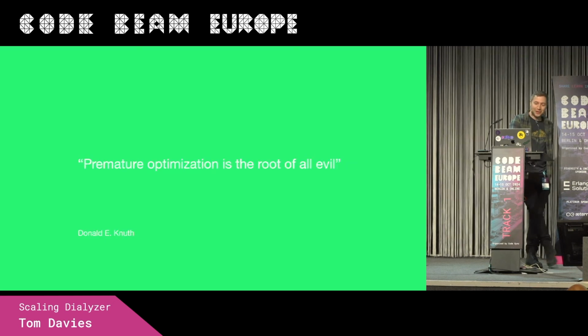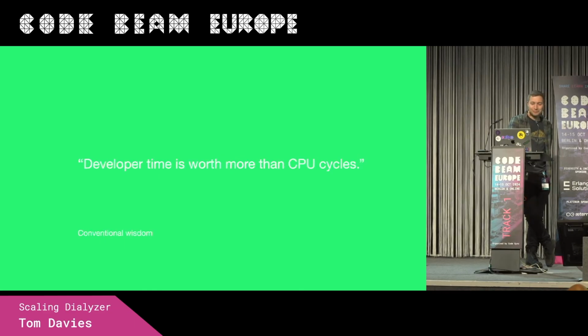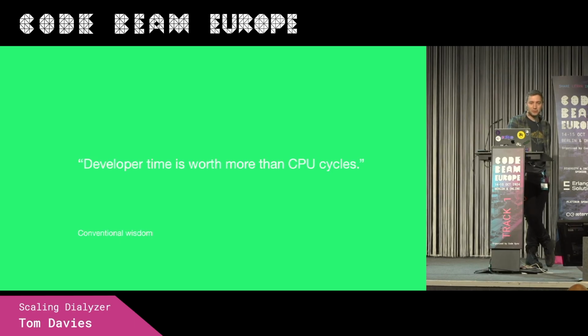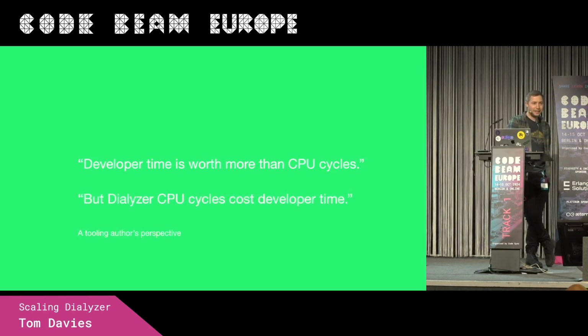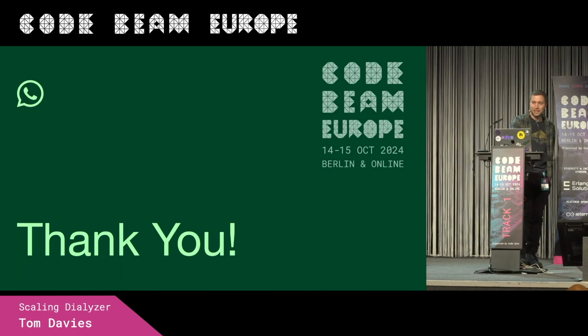So Donald Knuth said premature optimization is the root of all evil. And I think the conventional wisdom in software engineering is developer time is worth more than CPU cycles. And I think both of those things are very true. Nevertheless, I've just spoken about hideous things that you can do to make your code faster. So this is my get out of jail free card as a tooling author, which is, well, actually, Dialyzer CPU cycles themselves cost developer time, and so I'm saving developer time by making my code faster, and so all is good in the world. Thank you very much for listening.